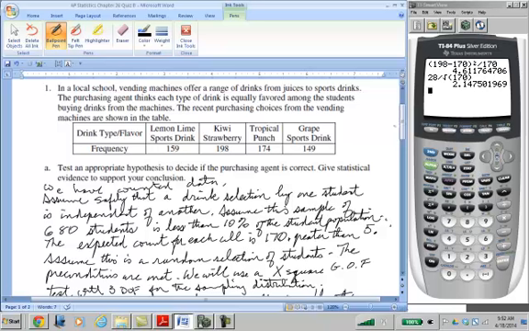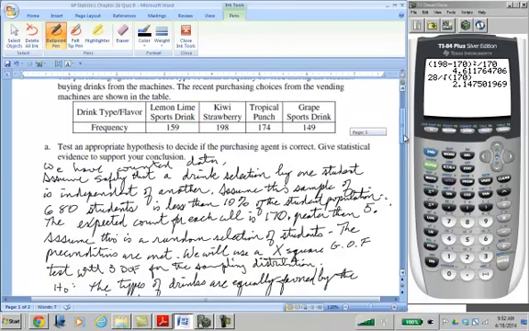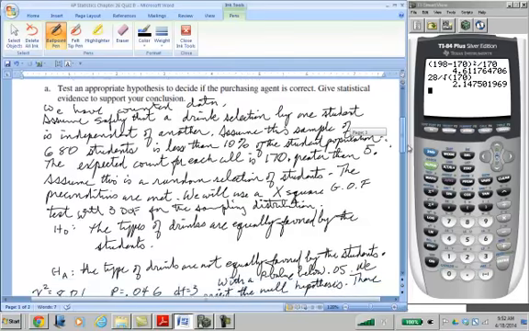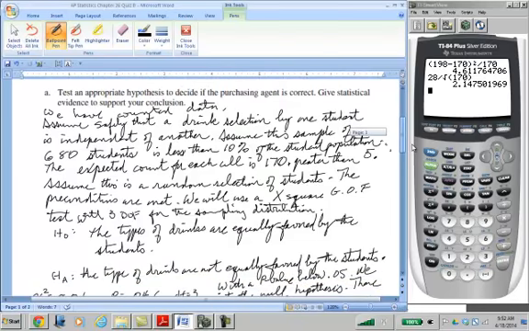The preconditions are met. We will use a chi-square goodness of fit test with 3 degrees of freedom for the sampling distribution. The null hypothesis: the types of drinks are equally favored by the students. Alternative hypothesis: the types of drinks are not equally favored by the students.